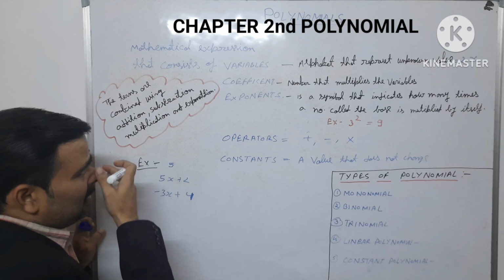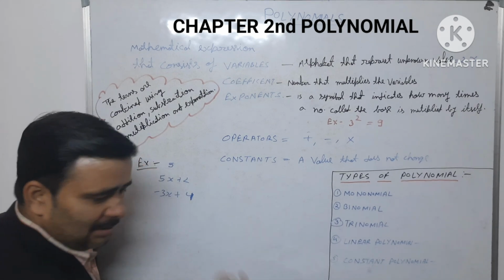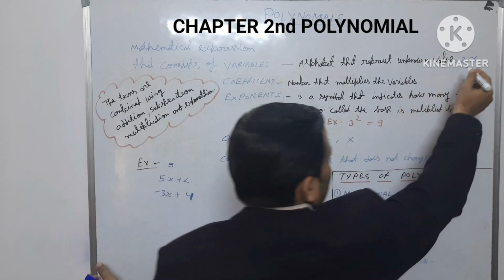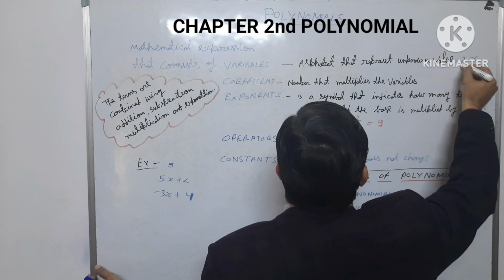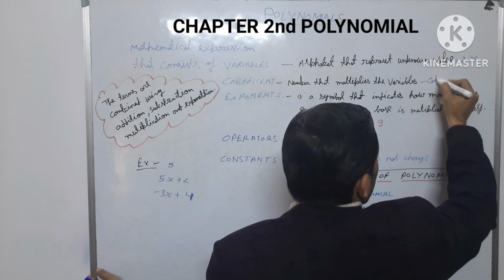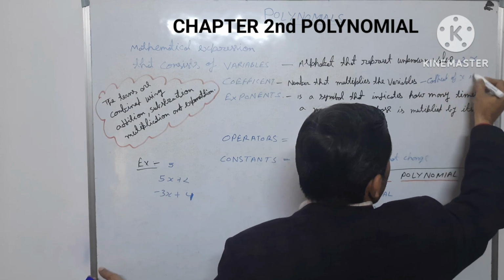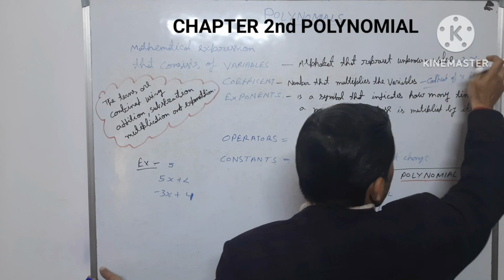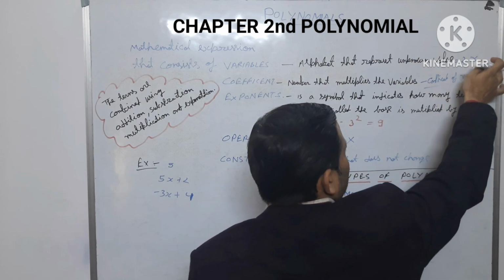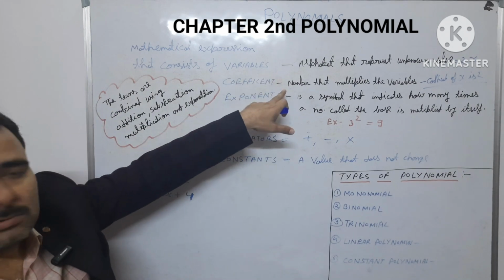On the other side, the coefficient is the number that multiplies the variable, which here will be 2. Here the coefficient of x is 2. In this term, the coefficient of x is 2 and the variable is x. So it is clear what is a variable and what is a coefficient.